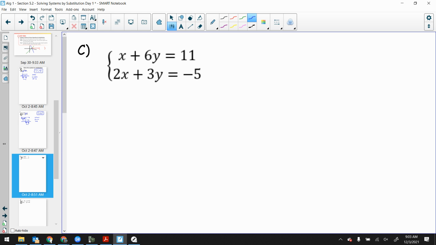Could I have solved for y in the top? Sure, but that's going to give you some weird, messy fractions, and I would hesitate to do that. Could I solve for x or y in the bottom? Yeah, but that's going to give me some weird fractions, and it's going to throw you guys off. I'm just trying to make the easiest route possible for you. So here's what I do. I'm going to use this notation again where I number the equations. I'm going to take equation 1 where it says x plus 6y is equal to 11.